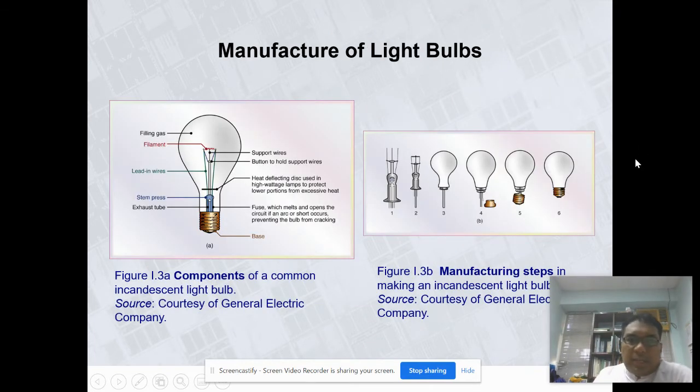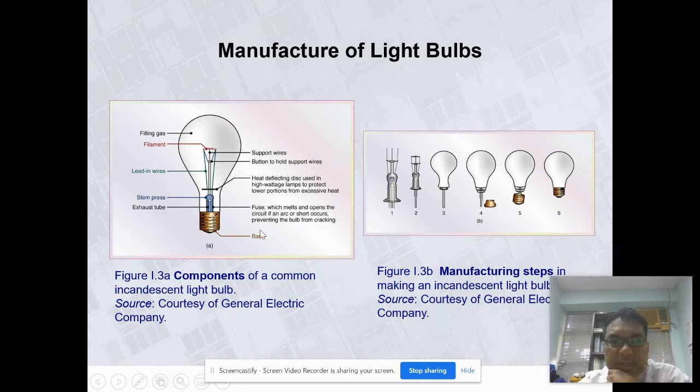And another thing is the assembly process. Okay, we all know the light bulbs. Okay, it's everywhere in your house, school. Okay, these are some of the important steps and components. We can see these are the components of a common light bulb. And this is the manufacturing step in making the light bulbs.